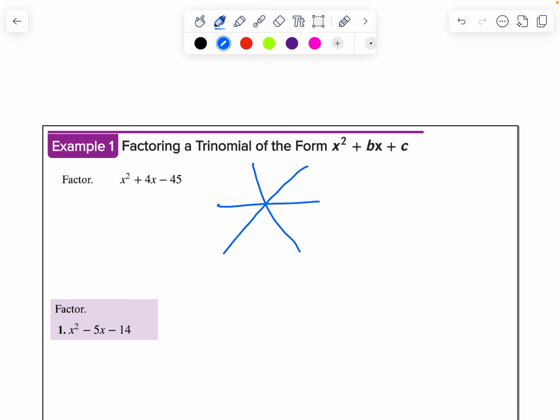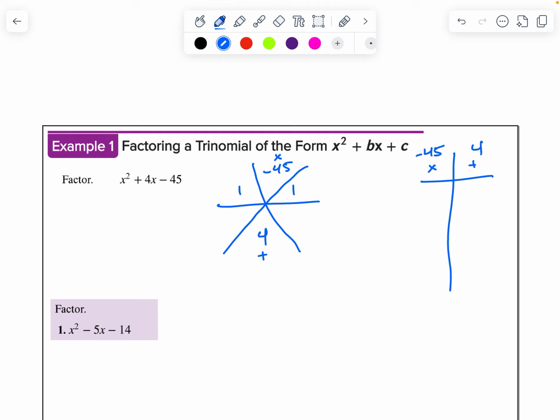And in the star method, remember the top is a times c. So 1 times negative 45 is negative 45. A is 1, and b is 4. And now what I need are numbers that multiply to negative 45 that also add to 4. And what you could do is come over to the side and make a little chart, multiply and add. We want to multiply to negative 45 and add to 4.